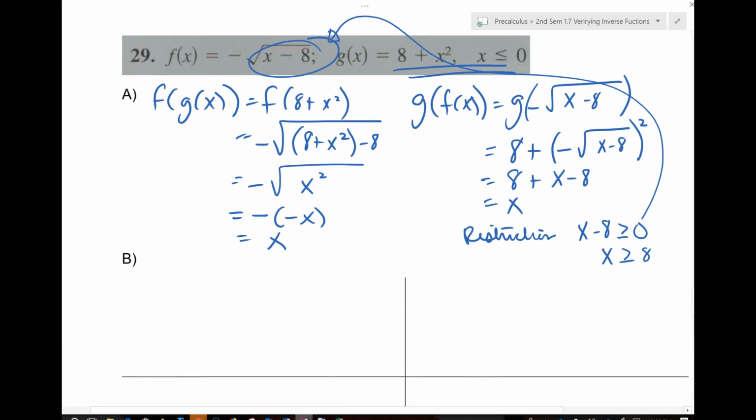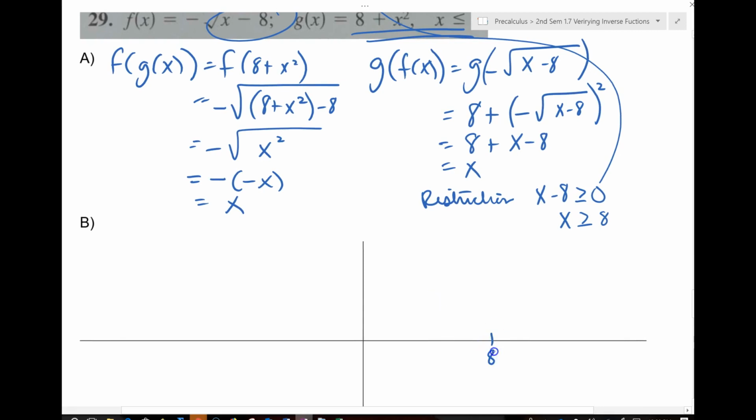Look at f of x. Isn't that just our square root? Right? It flips over which axis? This is at 8. This is our parent function, but it's a negative square root. So what happens? It just goes right. So that's your f of x right there.